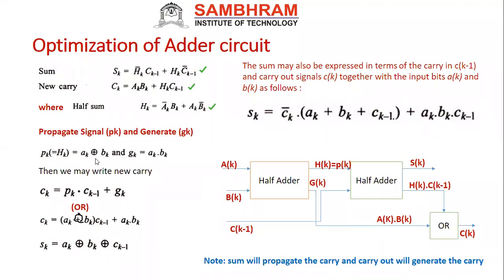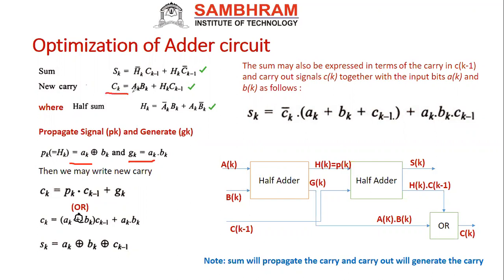Here we are considering the propagation as A XOR B, that is hk. Next, gk is the generate, that is, it is generating the carry. That is why I said the sum will propagate the carry and the carry out will generate the carry. So G of k is equal to Ak dot Bk, which is what we have written here. Now you can see these two things I got, propagate and generate. Now let us substitute this in our expression, that is, we are going to write the new carry.